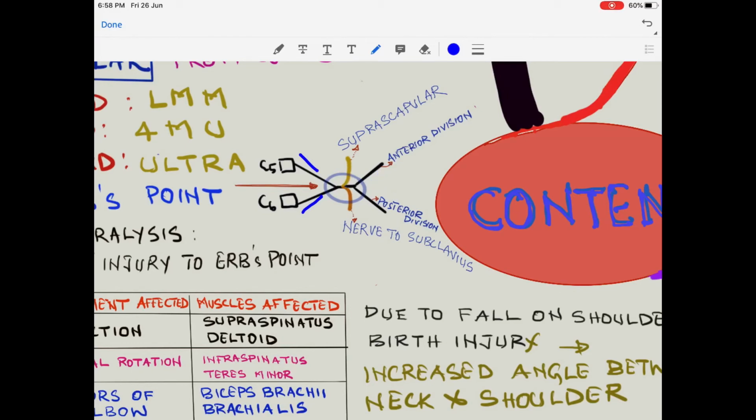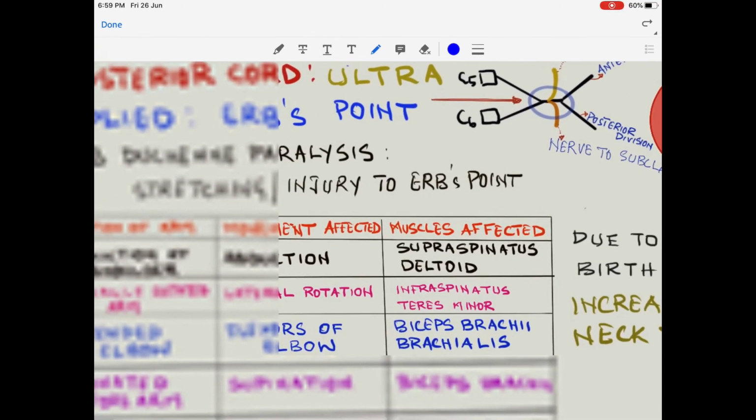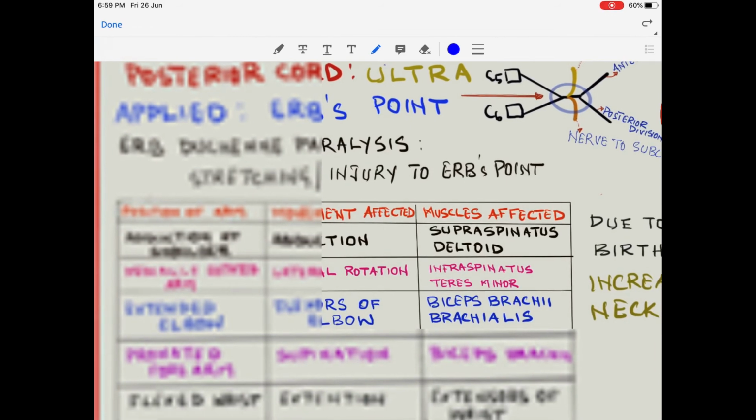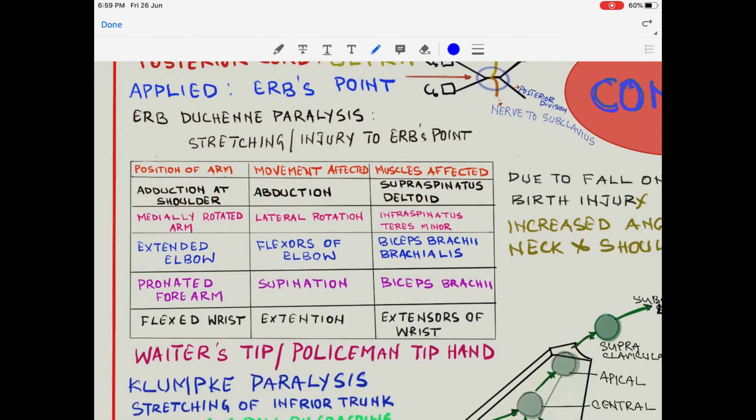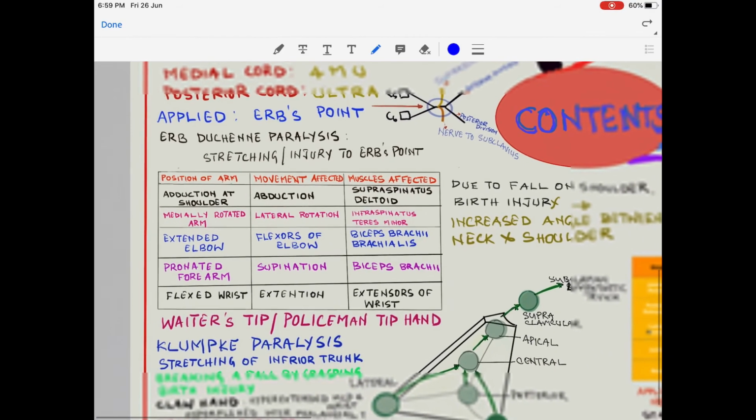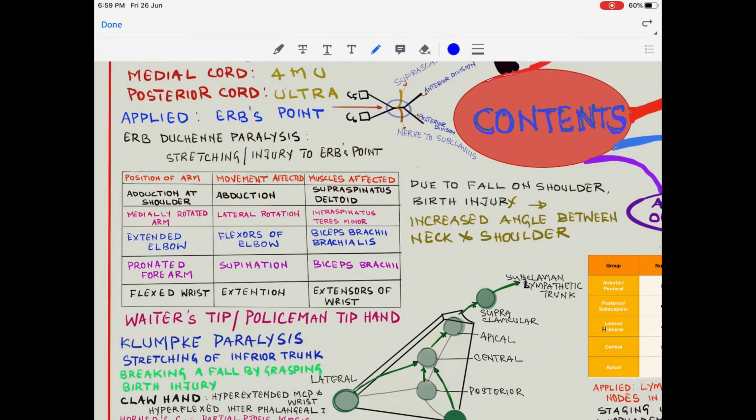Now what happens when there is injury to Erb's point? It is called Erb-Duchenne paralysis. This is due to stretching or avulsion in the upper part of the brachial plexus. Now this is mainly due to fall from a height or birth injury. So there is increased angle between the neck and the shoulder. So that causes the avulsion or stretching of the upper part of brachial plexus.